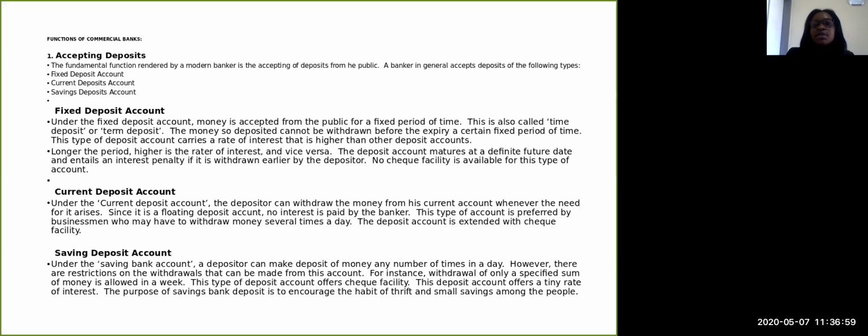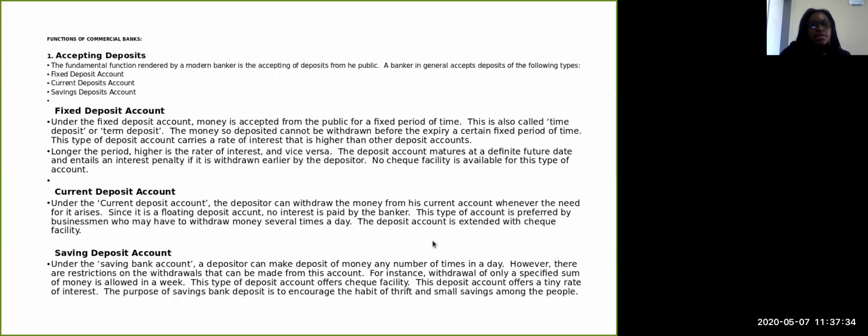Some common exam questions can come from this, which can read: what's the difference between current deposit account and fixed deposit account? The answer remains the same, just like that. Unlike the fixed deposit account, where no check facility is available, the current deposit account is extended with a check facility.